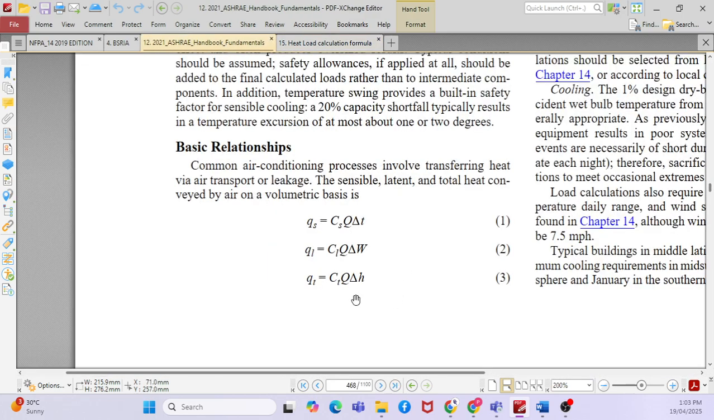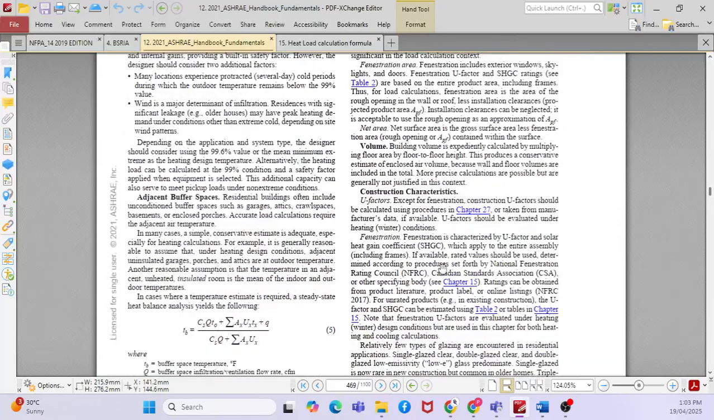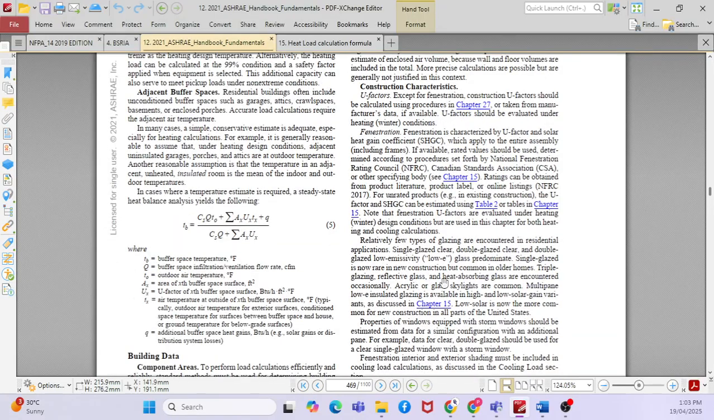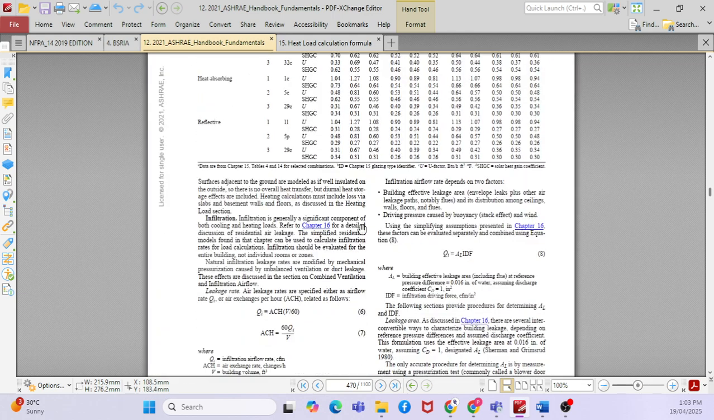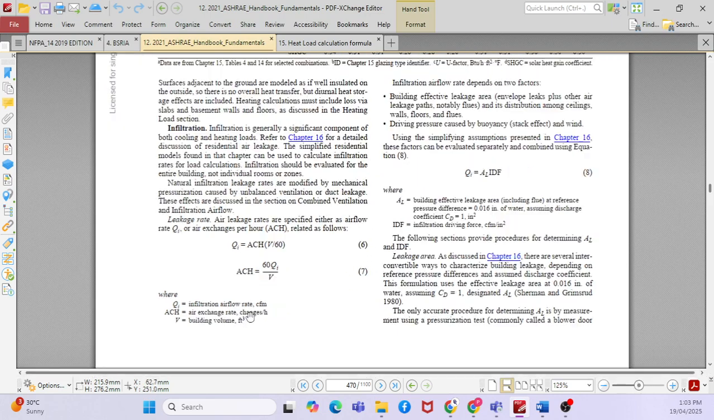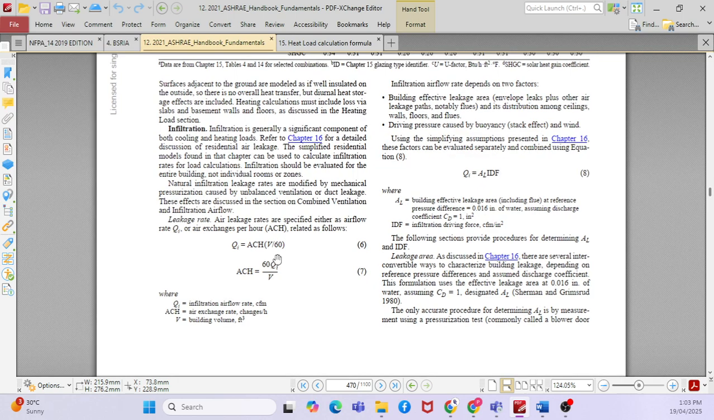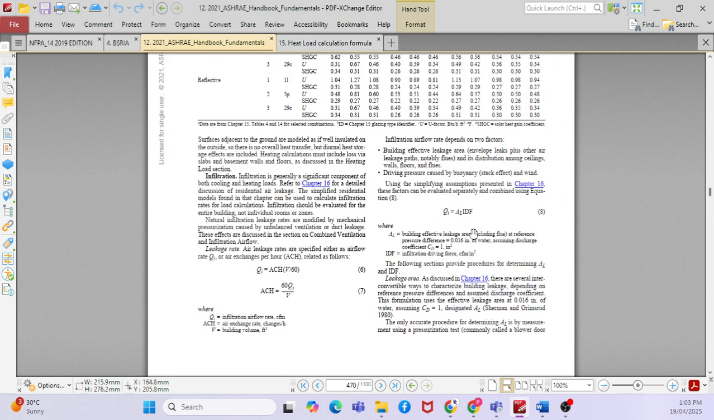If you go further down, there are some other equations. Can you see one equation for the air change per hour? You are going to calculate the infiltration airflow rate based on the air changes per hour. You will also come across that equation when you do the thermal load calculation through the HAP software. So this is the basic understanding.